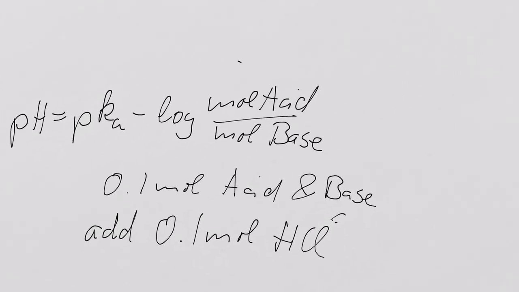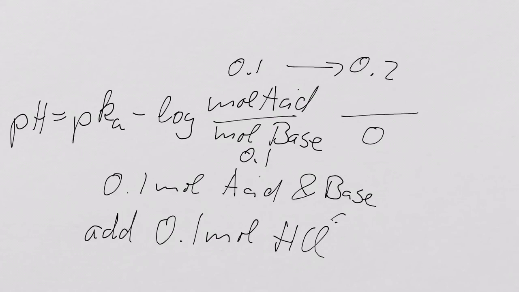We move from 0.1 and 0.1. The acid increases to 0.2. The base moves from 0.1 to 0. Okay, so what is log 0.2 divided by 0? Error. It goes beep, beep, beep, beep, beep, beep, beep.